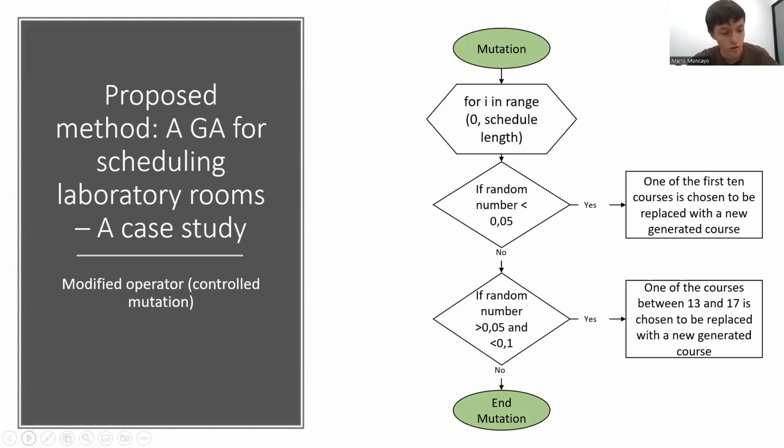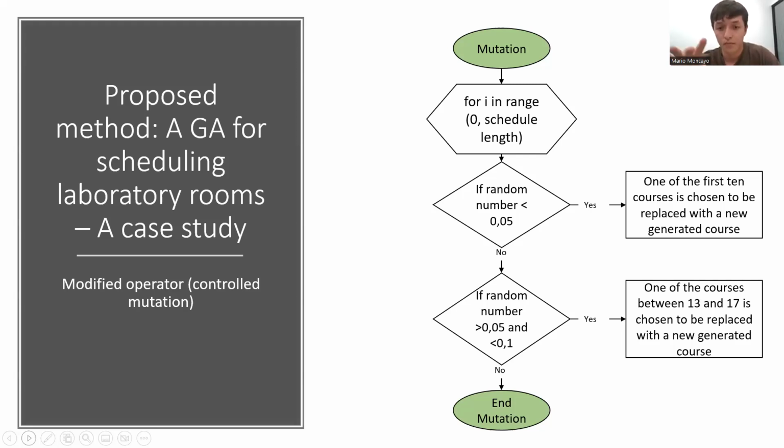Okay. So in order to improve the algorithm, we modified an operator, which is the mutation operator. In this case, we chose to generate a random number inside the mutation operator, inside a for loop, which is going to do certain things to the population. If the random number generated is under 0.05, one of the first 10 courses of the schedule is chosen to be replaced with a new generated course.